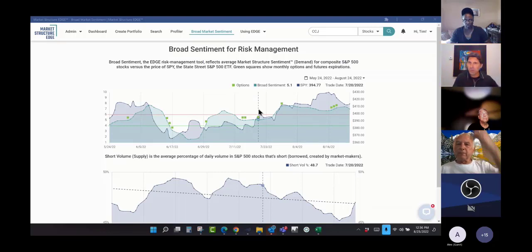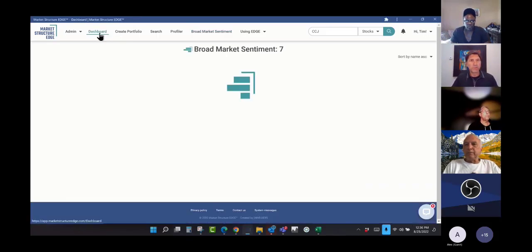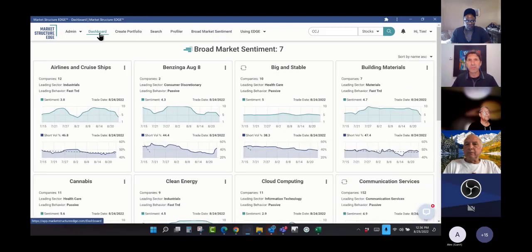My general aim here is to talk about broad sentiment, context, and divergence. Those three things I come back to all the time. We'll go through a bunch of examples to help you see the things that certainly the math tells us we want to look at. I wanted to start with broad sentiment, the risk management tool.